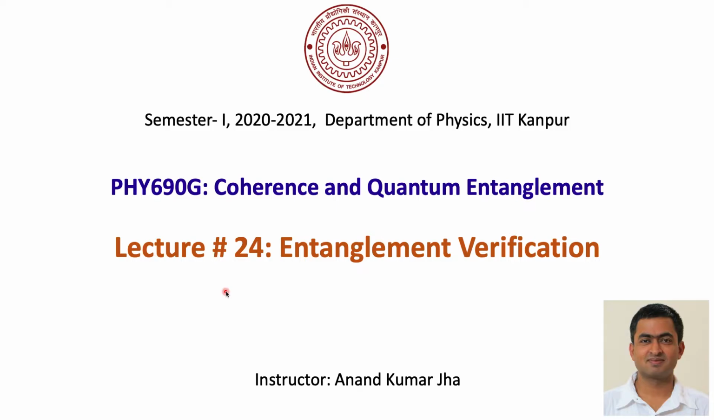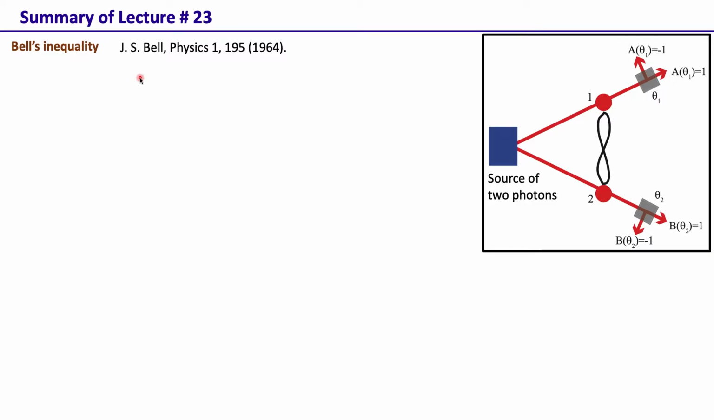So that's what we are going to do today. Before that, let's just quickly look at what we did in lecture number 23. So 23 was about Bell's inequality. Bell's inequality was an inequality proved mathematically by Bell, in which he constructs a correlation and then proves the limit that the correlation can reach within quantum mechanics as well as within the hidden variable theory.